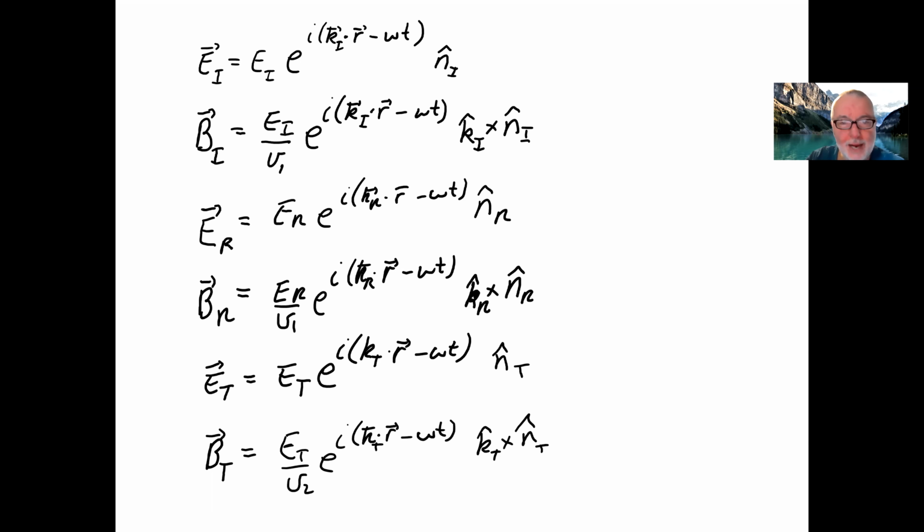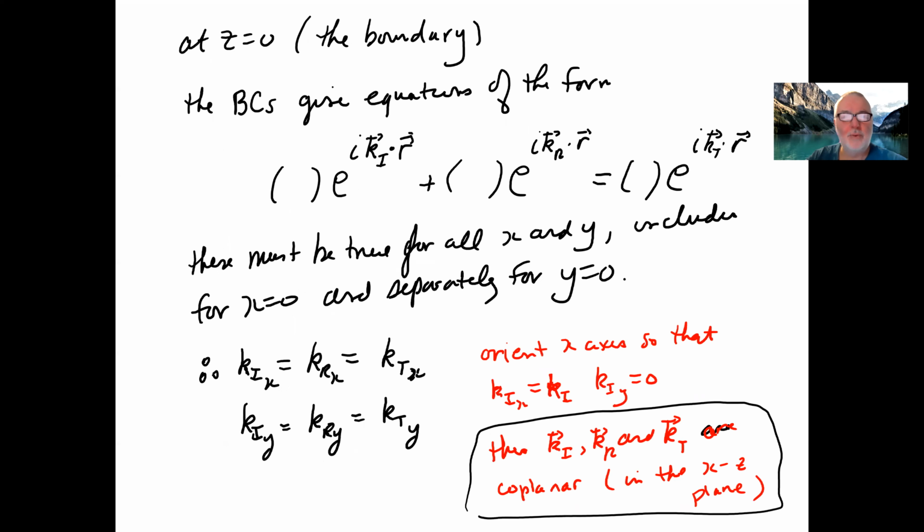Okay. So what we do is we're going to apply the boundary conditions again at z equals 0. And the boundary conditions give equations of the form, again at z equals 0, some constant times e to the i k incident dot r plus some constant times e to the i k reflected dot r equals some constant times e to the i k transmitted dot r.